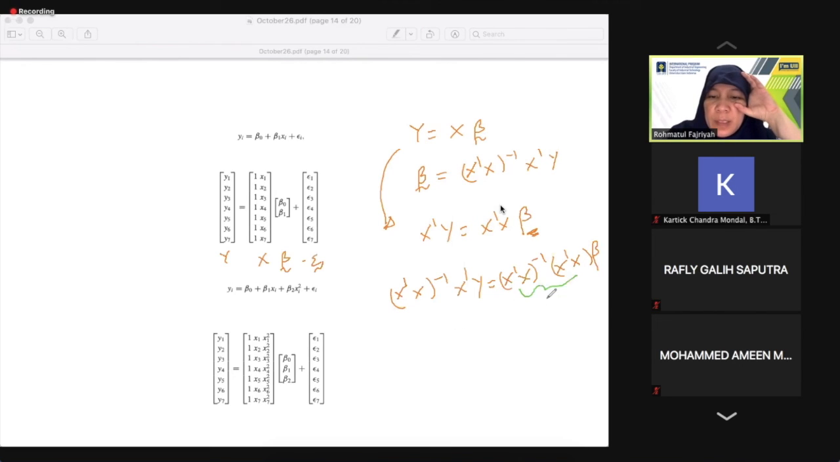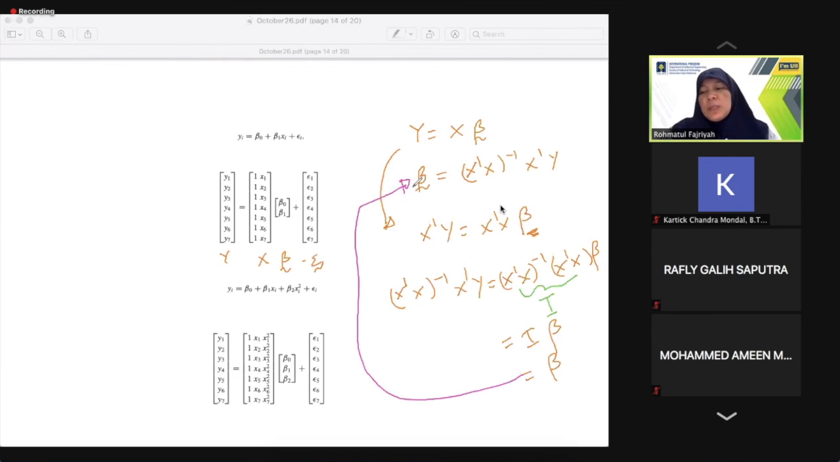I guess you will remember that it becomes the identity matrix. So that's why this becomes this one, and this one becomes this one, and this is the same. So that's why you got this result, which is equal to this. So it is only about matrices.